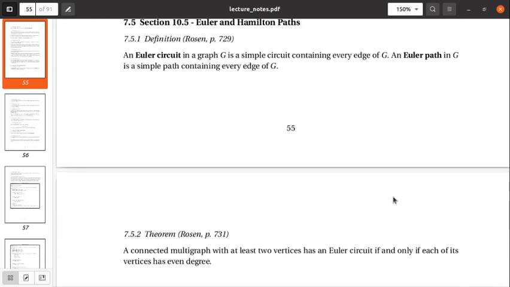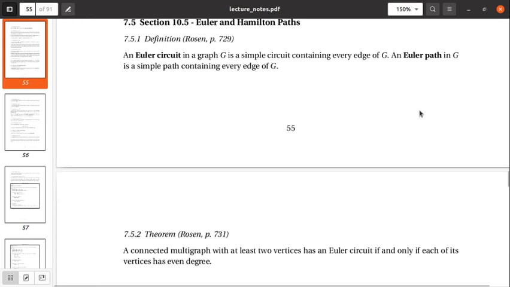Alright, so now we move back into definitions, and this one is pretty straightforward. Whenever we discuss Euler circuits and paths and Hamilton circuits and paths, just keep in mind that Euler deals with edges, and Hamilton deals with vertices. Okay, so by definition, an Euler circuit of a graph, some graph named G, is a simple circuit that contains every edge of G.